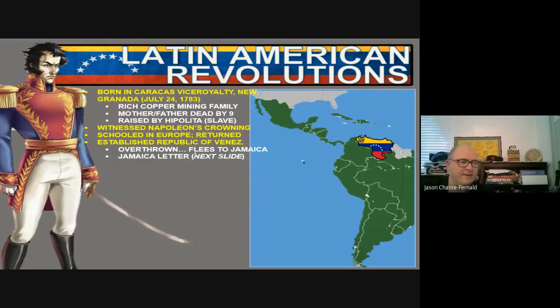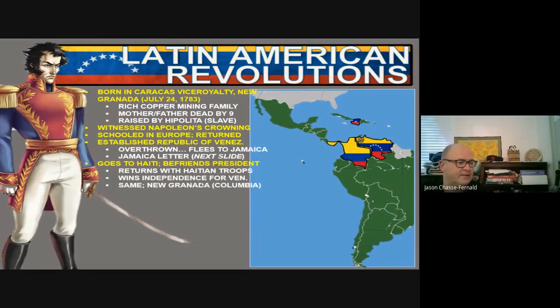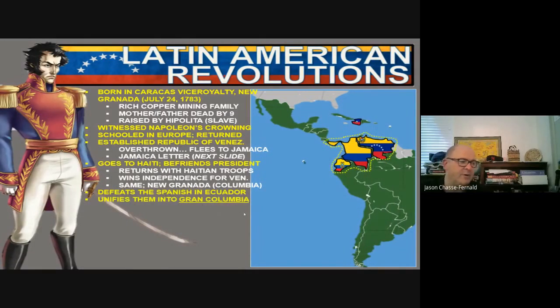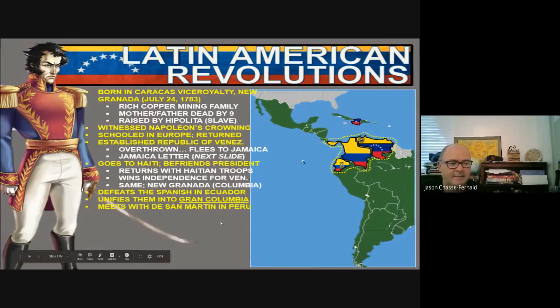So he will eventually be involved in the establishment of the Republic of Venezuela, which will then be retaken by the Spanish, and that will result in him fleeing to Jamaica. It's while he is in Jamaica, which is a British colony, that he writes his very famous Jamaica letter, or Letter from Jamaica, and we'll look at that in a second. Eventually he goes to Haiti, befriends the president, and returns with Haitian troops, and will eventually win independence and establish Gran Colombia, and will eventually defeat the Spanish in Ecuador, help unify them into Gran Colombia, and meets up with Jose de San Martin, coming up from Argentina to the north, and meets up with him in Peru. And of course Bolivia, which is the namesake of Simon Bolivar.